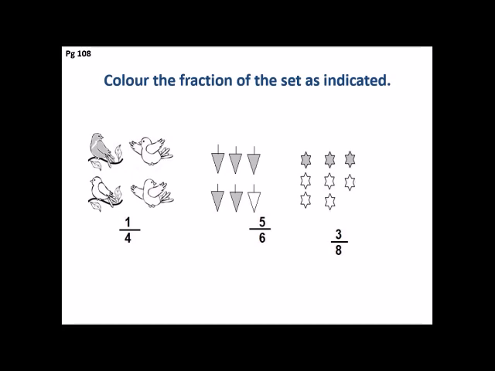that there are 6 triangles and you have to color only 5 triangles. And in third set there are 8 stars and you have to color only 3 stars. Now match your answer with the solution.